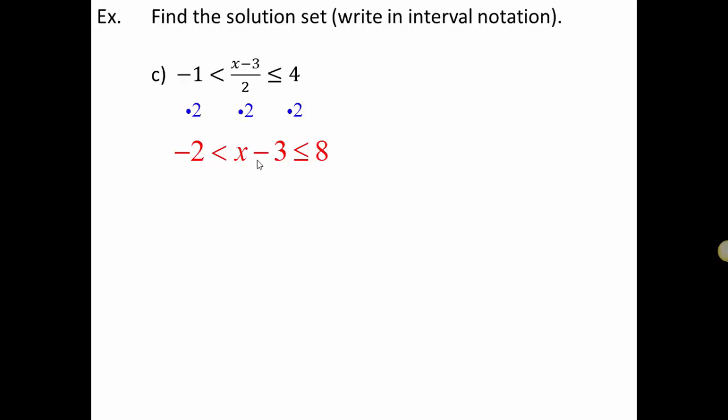So one more step, get x by itself by adding 3 to all 3 sides. When I do that, I get 1 is less than x is less than or equal to 11. So interval notation from 1 to 11, closed on 11.